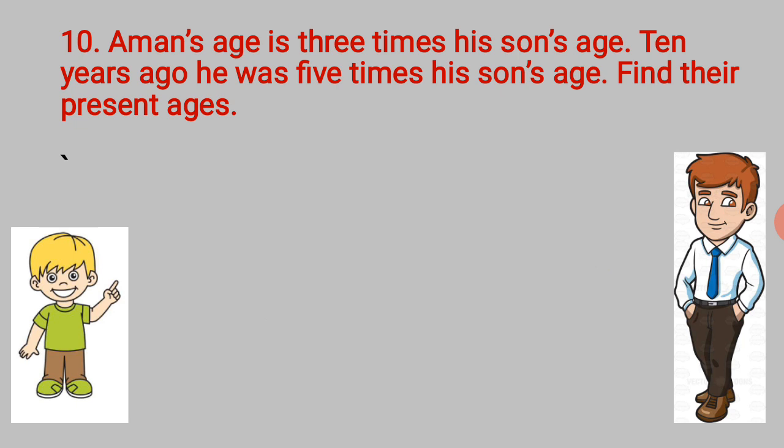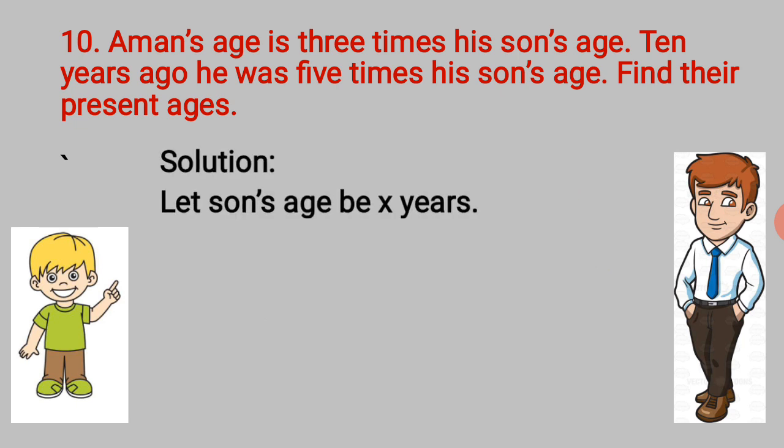Another relation is given. 10 years ago, he was 5 times his son's age. So there is some relation given between the two ages, but that is 10 years ago. So those ages we'll need to find out, and that is how we'll get to know their present ages. Let's begin. Let the son's age be x years. As told, it's better to take the younger one to be x years. Aman, obviously it is 3 times, so it will be 3x.